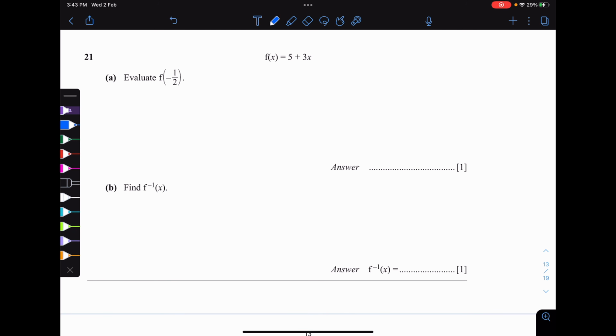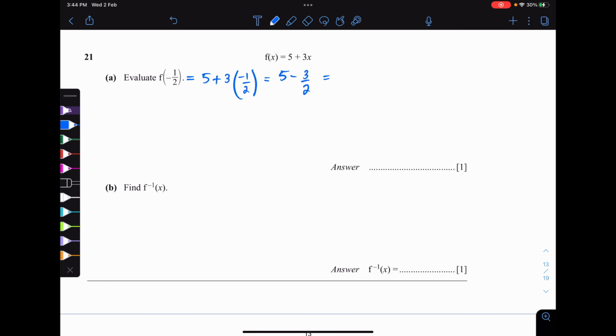The first part is instructing us to go to the function f and put x is equal to negative 1 by 2. So it's going to be 5 plus 3 times negative 1 by 2. This is 5 minus 3 by 2. And if you want to go for decimals, that's perfectly fine.